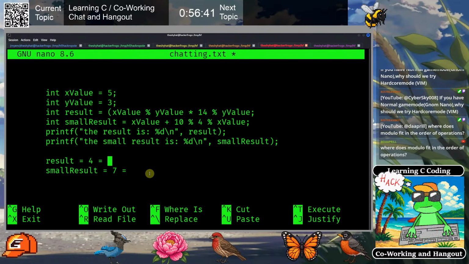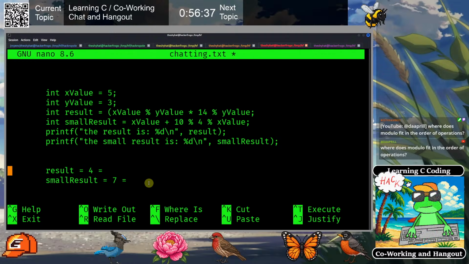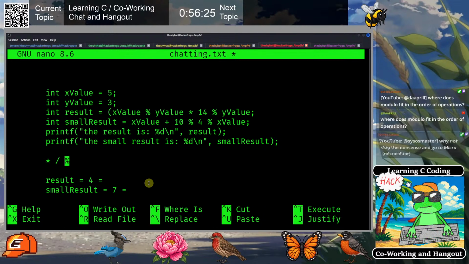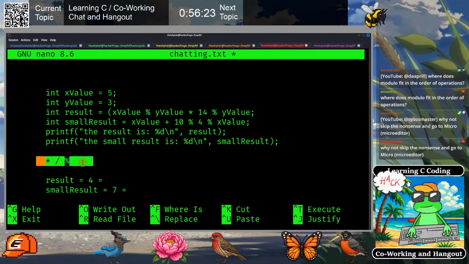Who knows? Where does modulo fit into the order of operations? So if we're talking about the order of operations, multiplication, division, and modulo are all on the same level. If they compete against each other, it's from left to right.